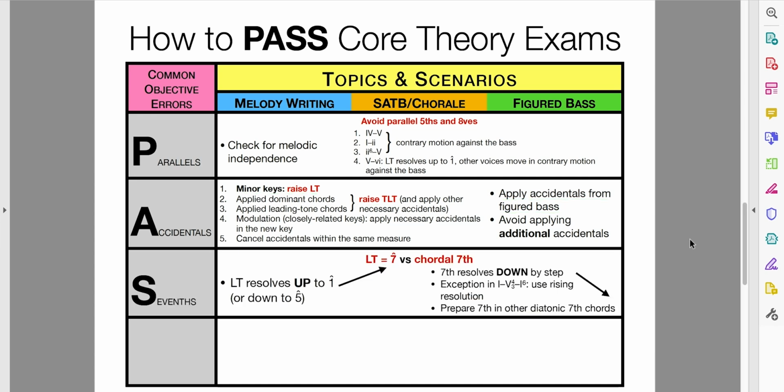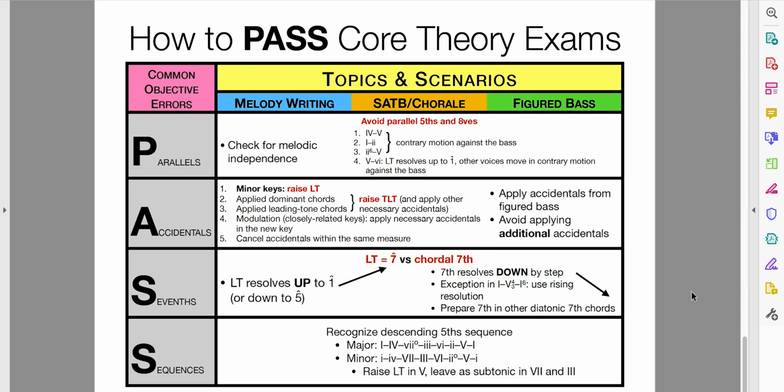Now for sevenths. This is where you would want to review the differences between scale degree 7, the leading tone, versus the chordal 7th, which is the 7th of a chord. Once you're able to differentiate between the two, then you can continue to review the different resolutions, being leading tone resolves up to scale degree 1 or frustrates to scale degree 5 in an inner voice, and of course, sevenths resolve down by step. You may wish to discuss other related topics such as the rising resolution in 1, 5, 4, 3, and 1, 6, and preparing the 7th and other diatonic 7th chords.